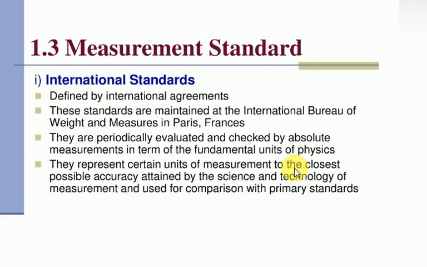International standards are defined by international agreements. They are maintained at the International Bureau of Weights and Measures in France. These standards are periodically evaluated and checked by absolute measurements in terms of fundamental units, and they are of the highest possible accuracy and absolute quality. They are not available to the ordinary user for calibration purposes. For improvements in the accuracy of absolute measurements, the international units are replaced by absolute units.